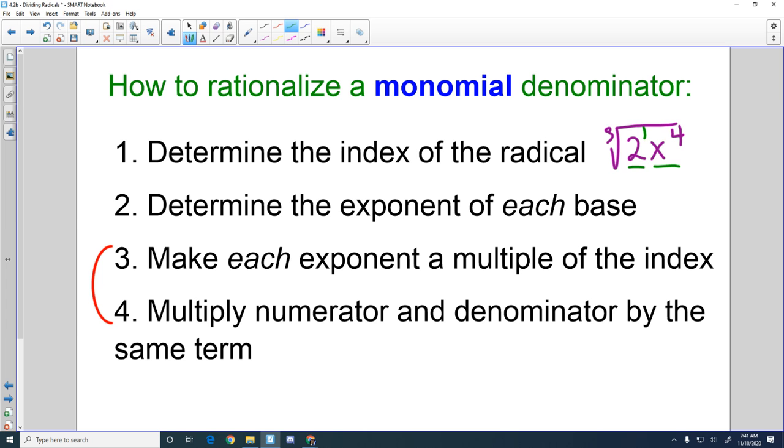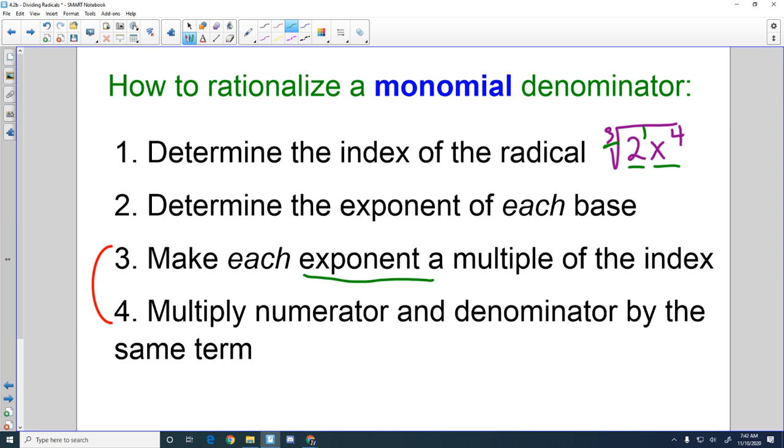And then I grouped steps 3 and 4 together because it's happening at the same time. Essentially, you look at every exponent of all those bases underneath the radical, and you want to make it a number that's divisible by the 3. So here, I've got 2 to the first power. In order to cancel out that cube root, I'm going to need 2 more of them, so I have a total of 3 of them.